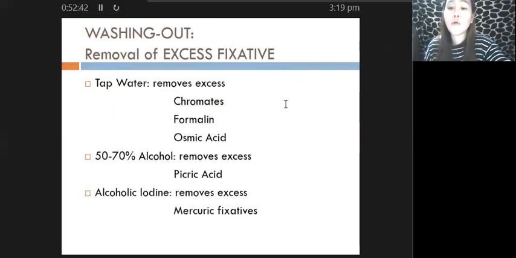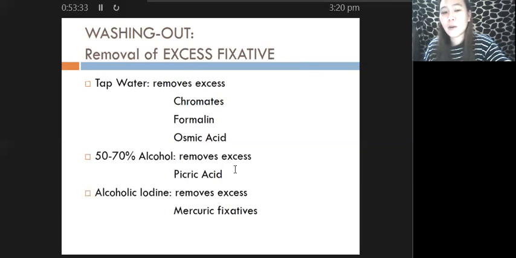So how do we remove excess fixative from our tissue samples? We make use of three solutions only: tap water, 50 to 70% alcohol, and alcoholic iodine. Tap water is utilized for the removal of excess chromates, formalin, and osmic acid. The 50 to 70% alcohol, on the other hand, removes excess picric acid.